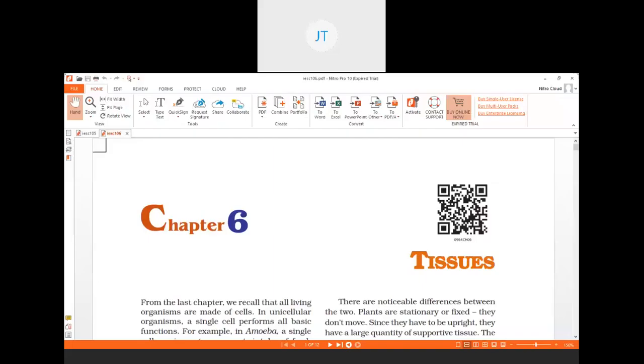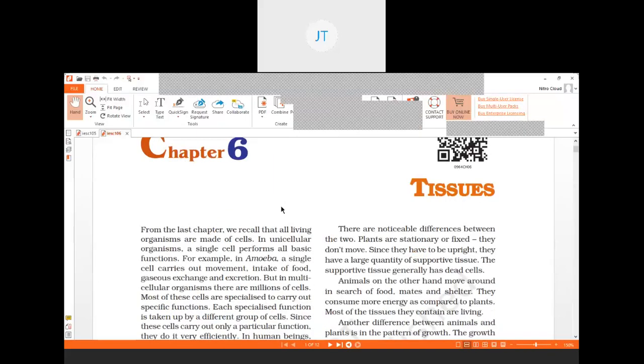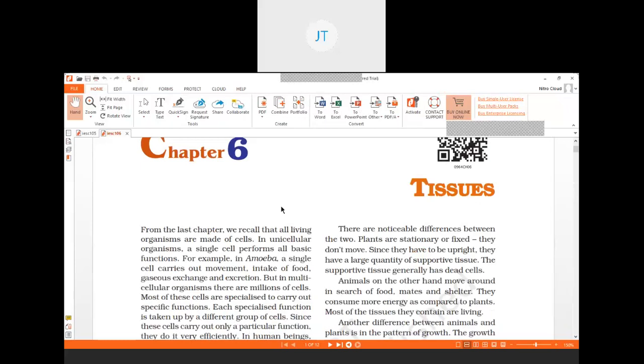Chapter 6, tissue. You all know what tissue is. Tissue is a group of cells that together do a specific function. For example, I told you about the tissue of the lungs. They do the function of absorbing oxygen from the air. So tissue means the same type of cells in a group doing a specific function. That is tissue.